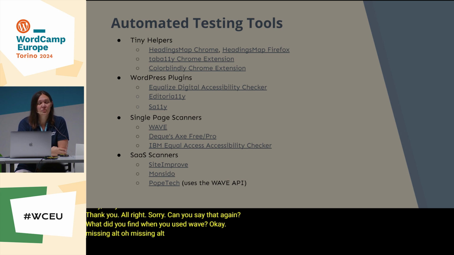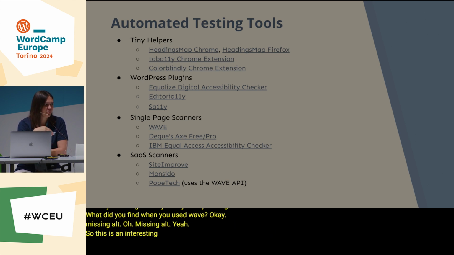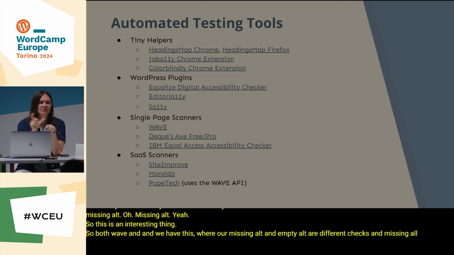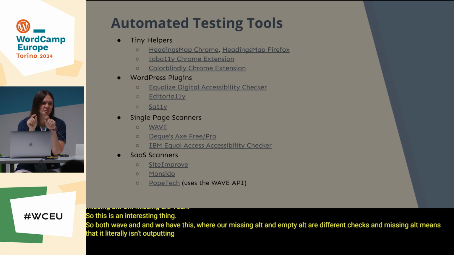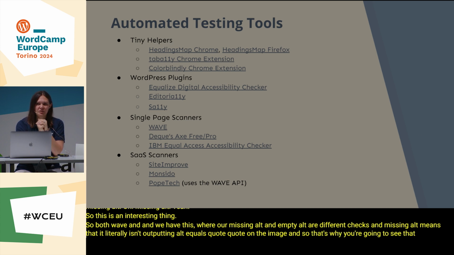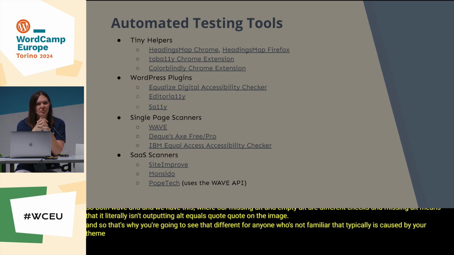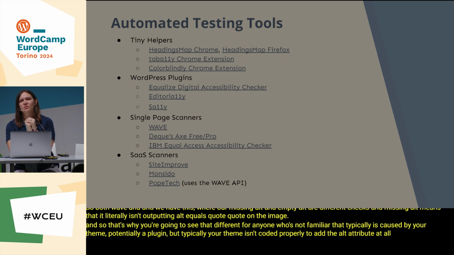Yeah. So this is an interesting thing. Both Wave and other tools have this, where missing alt and empty alt are different checks. Missing alt means that it literally isn't outputting alt equals quote, quote on the image. And so that's why you're going to see that different for anyone who's not familiar. That typically is caused by your theme, potentially a plugin, but typically your theme isn't coded properly to add the alt attribute at all.